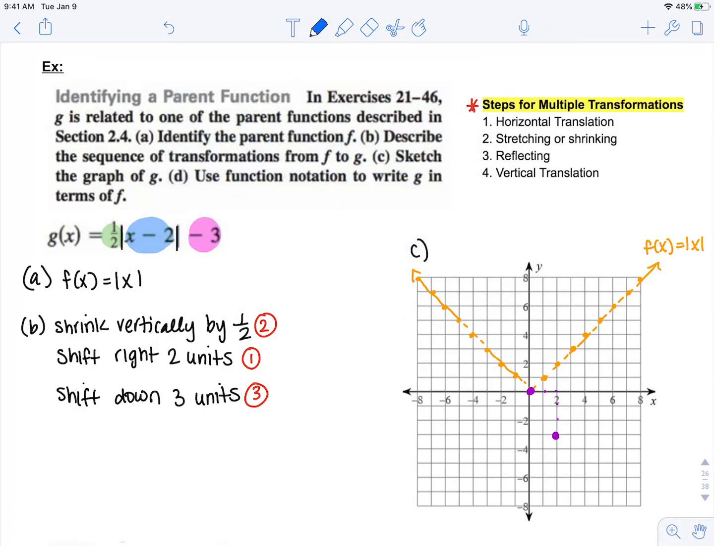Then I'm going to pick 4, 4. Start here, right? So I'm going to shift it right 1, 2 units. Now I want to shrink it by 1/2. Well, if it's a height of 4, then 1/2 would go down to 2. And then I'm going to shift it down 3 units. 1, 2, 3.